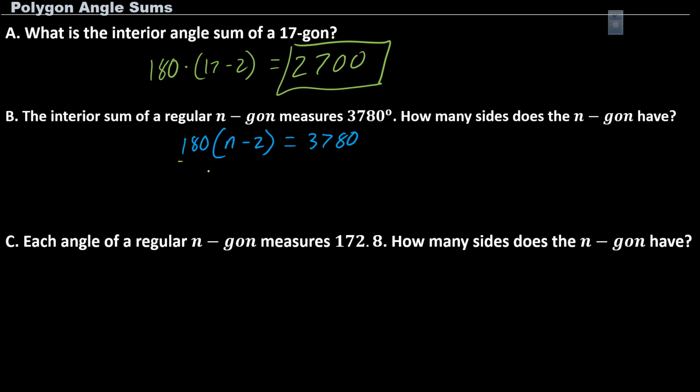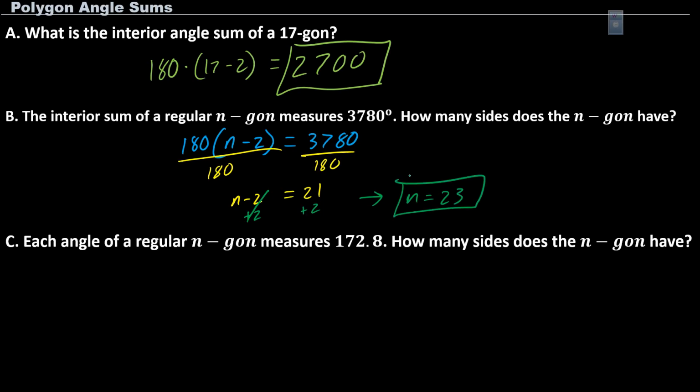So first step here, we need to divide by 180. So n minus 2 is equal to 21. And now, if we add that 2 to the other side, that gives us n by itself being 23. So this shape has 23 sides.